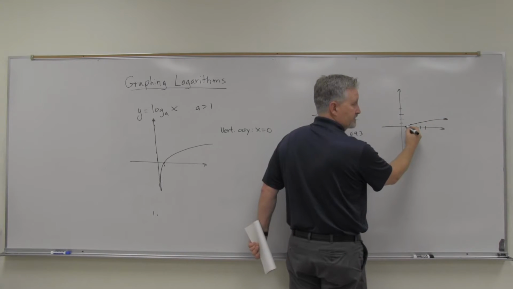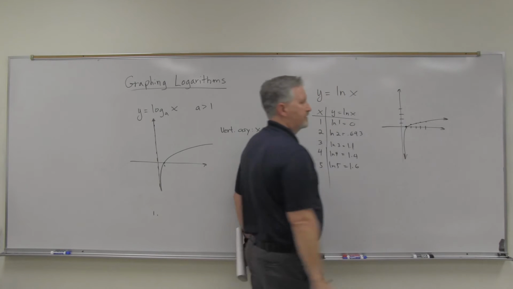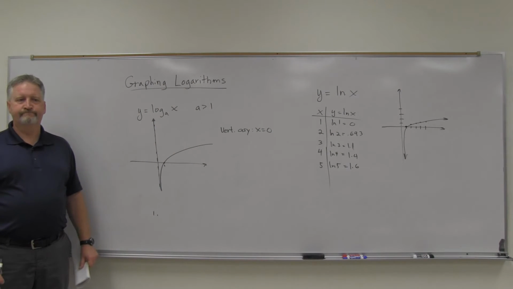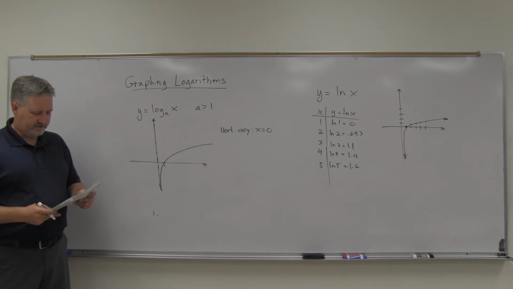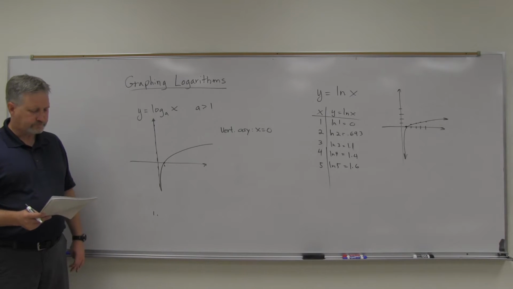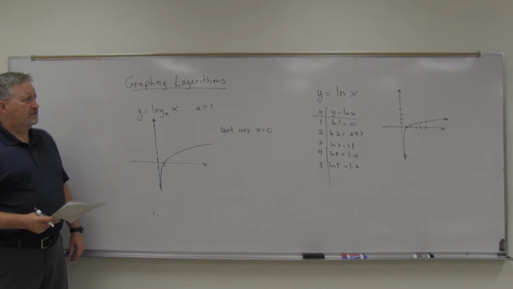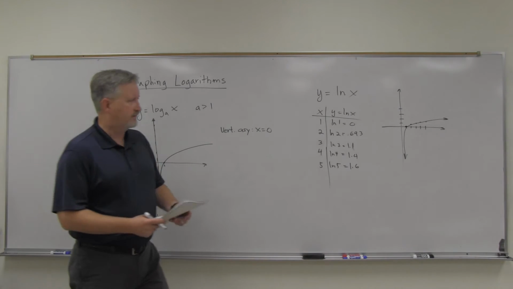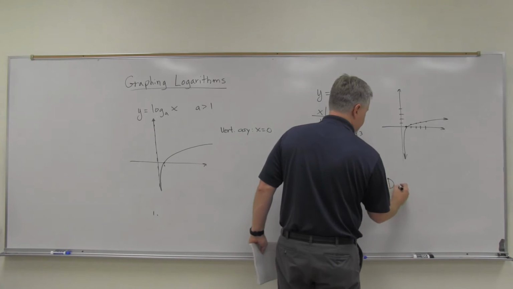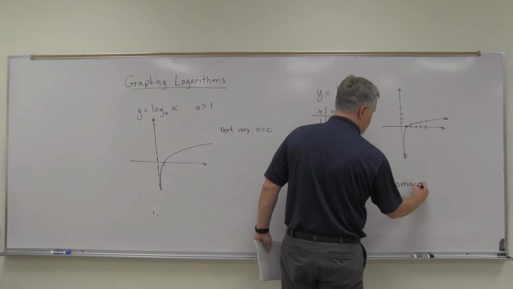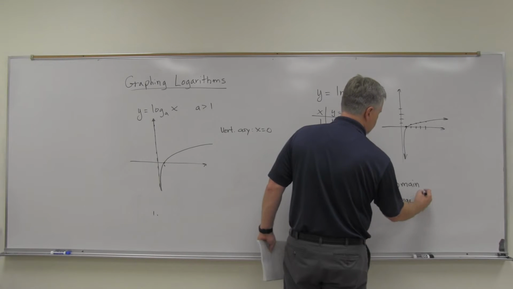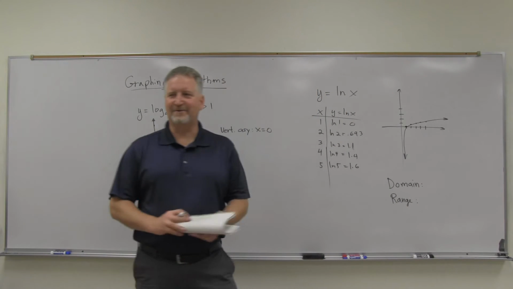What's it going to do here? Vertical asymptote, x equals 0, same basic shape. Yeah, it may ask you about domain and range on these. We haven't talked about those in a day or two.